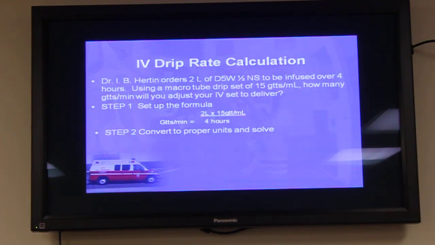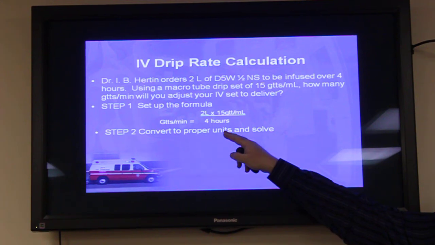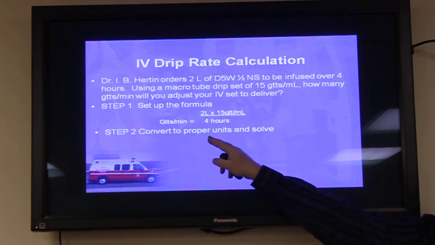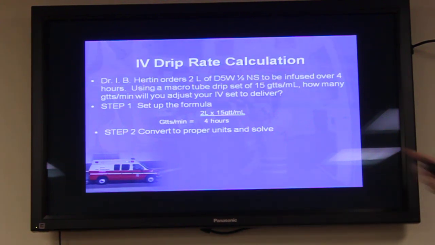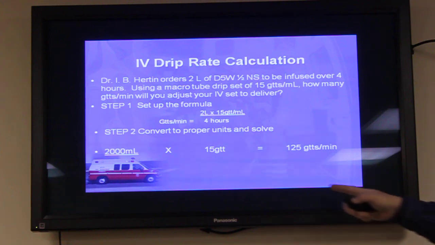Convert to proper units and solve. Do you think we're going to be able to divide into hours? Remember, we're trying to figure out how many drops per minute. So what are we going to have to do with the hours? Convert it to minutes. Convert that to minutes, that's correct. What about the liters? Are we going to have to convert that as well? Yes, absolutely.